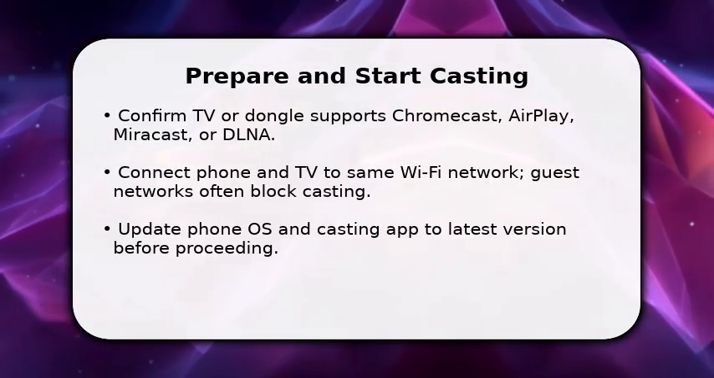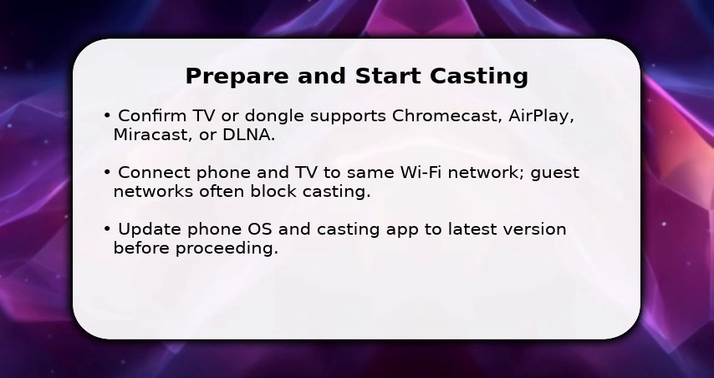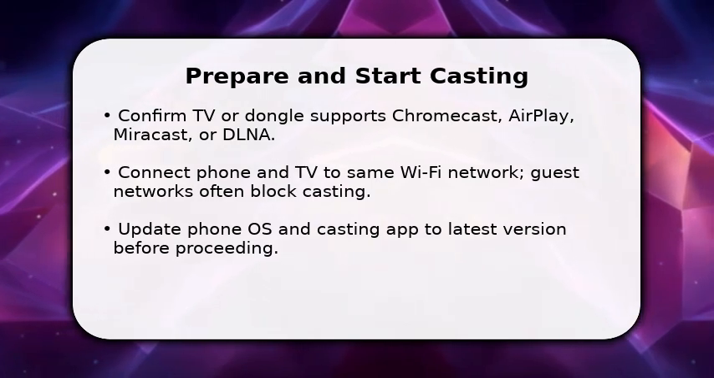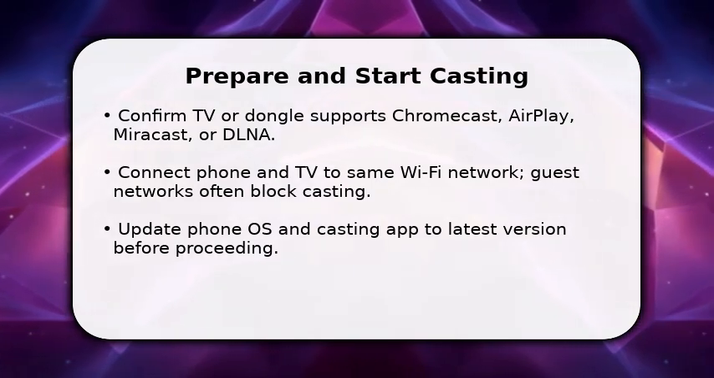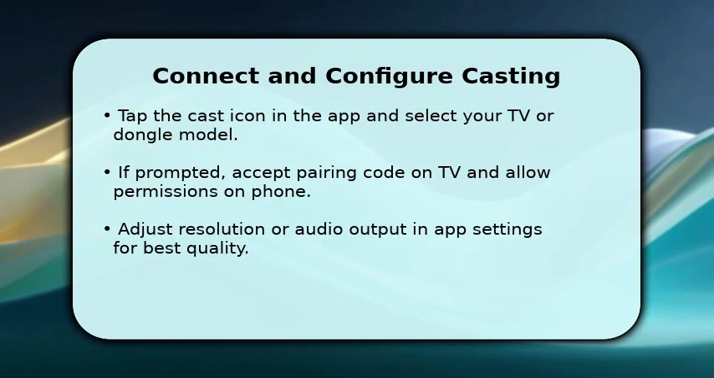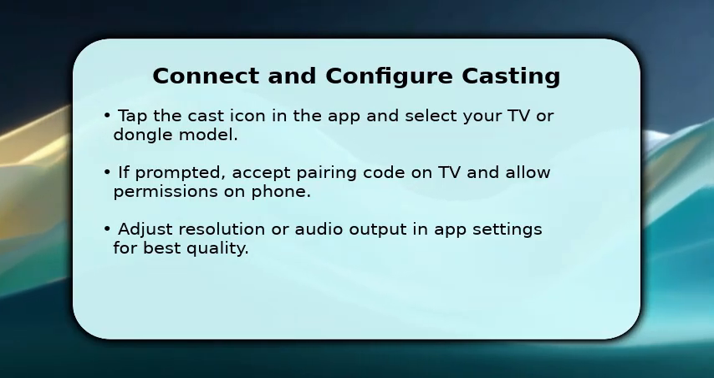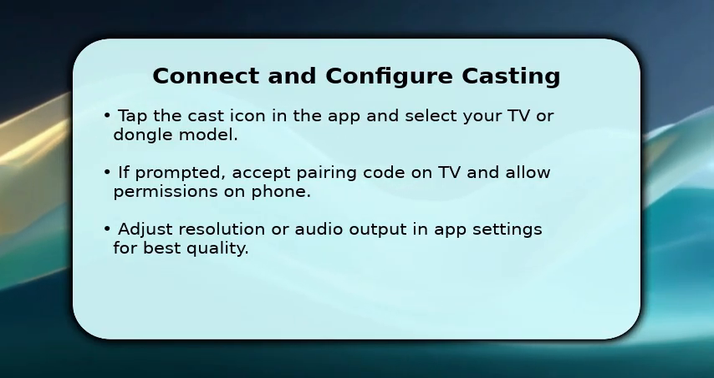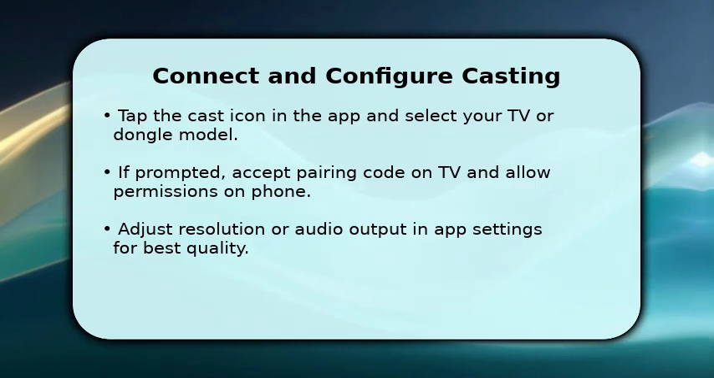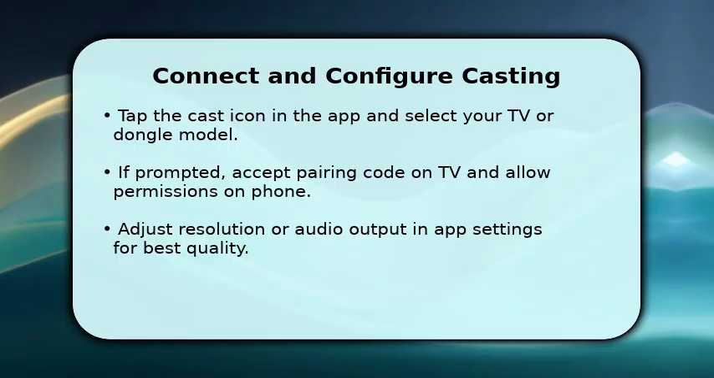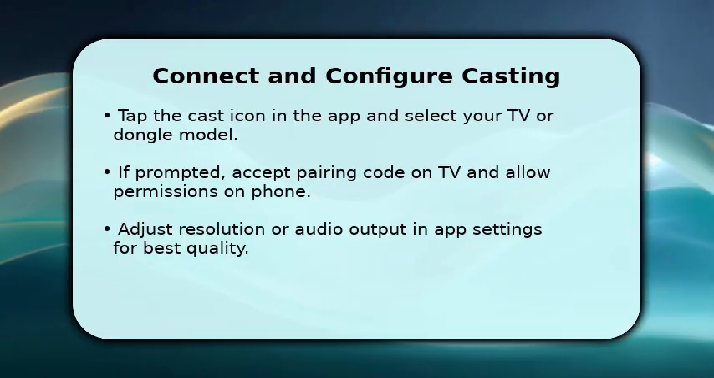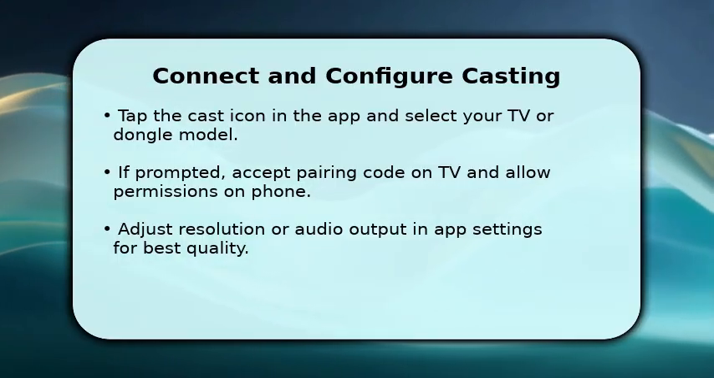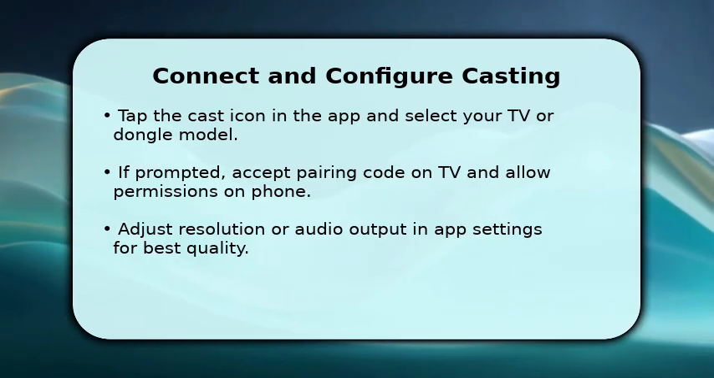Once done, open the app you want to cast from and look for the cast icon. Once you've opened the app and tap the cast icon, you'll see available devices. Select your TV or dongle by name. If a pairing code appears on the TV, enter or accept it on your phone. This prevents accidental connections. Grant any microphone or local network permissions the phone requests because casting requires them.